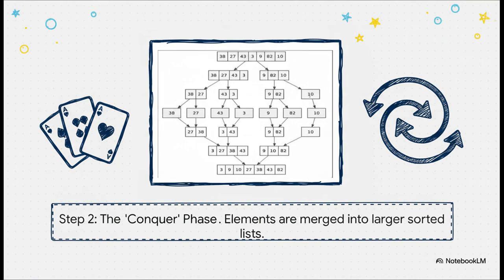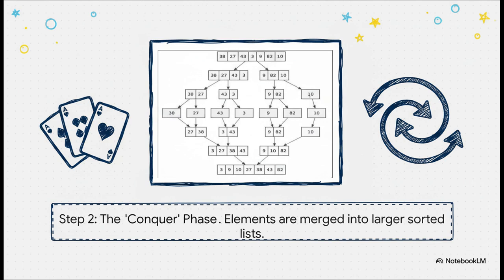You've basically broken the chaos down into its smallest possible parts. And now for the conquer phase. This is where the magic really happens. We start merging those single item lists back together. So we take two sorted lists, like one with just a 27 and another with a 38, and we merge them into a new, bigger, sorted list, 27, 38.